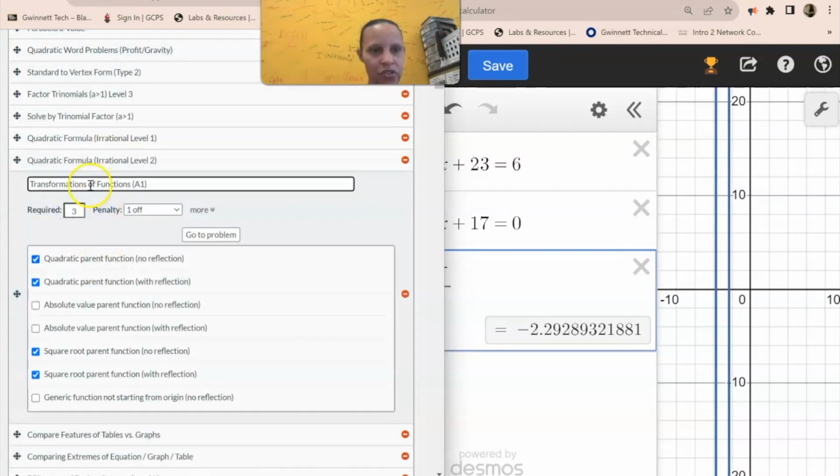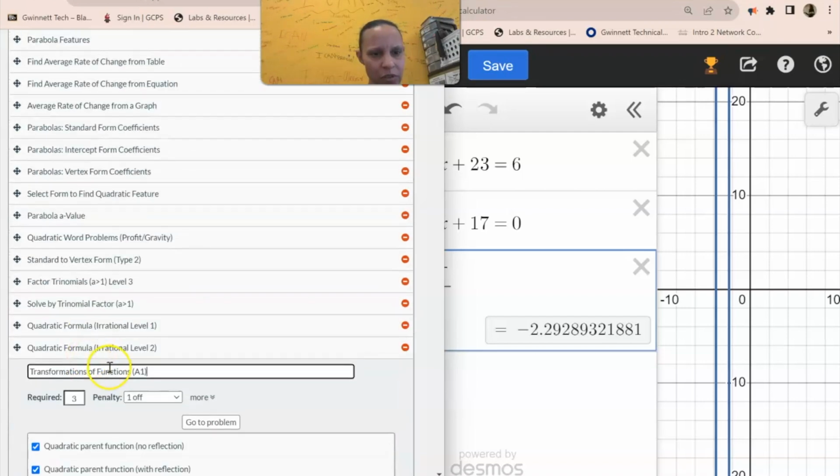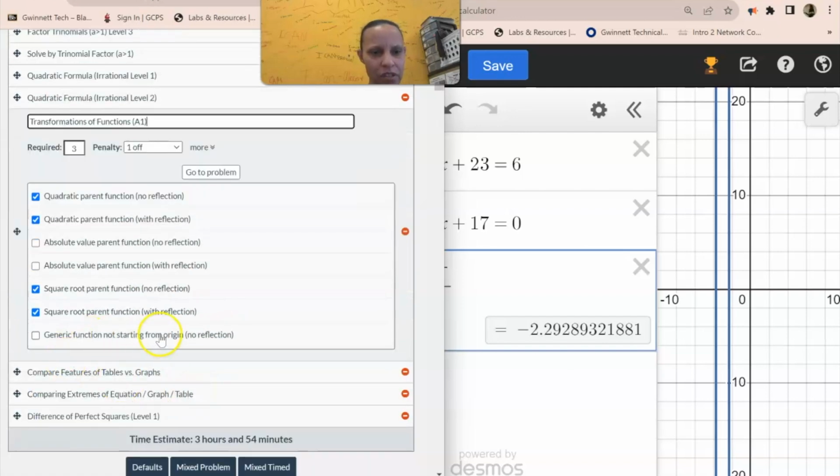All right, we're going to take a look at transformations, okay? And the only ones we're going to look at are the ones we're dealing with in Algebra 1, which is quadratic and square root. We actually do absolute value, so I'm going to put absolute value as well. So everything but generic, okay? Because it doesn't matter what it is as long as you know the rules.